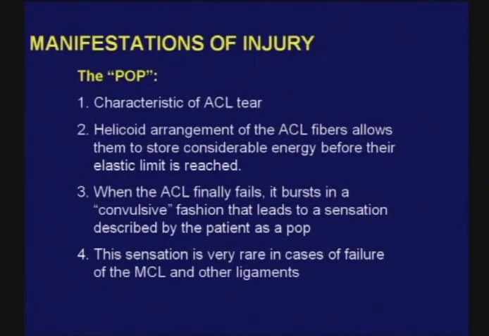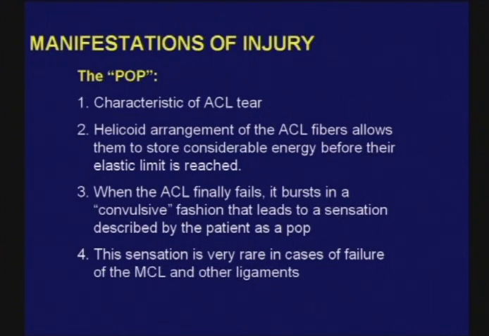Let's talk about the classic manifestations of injury. Many patients who have tears of the anterior cruciate ligament will tell you that there is a pop. You may not hear it, you feel a pop at the time of the injury. And it is suggested that the construction of the anterior cruciate ligament is somewhat unique. It's not totally unique, but it is somewhat unique because the arrangement of the collagen fibers within the anterior cruciate ligament, in fact, has fibers that curve around toward the surface of the ligament. This is called a helicoid type of arrangement.